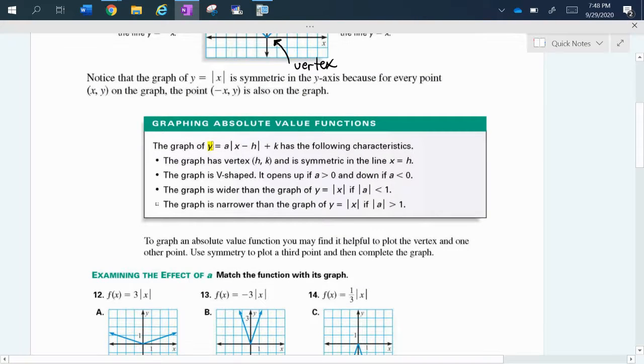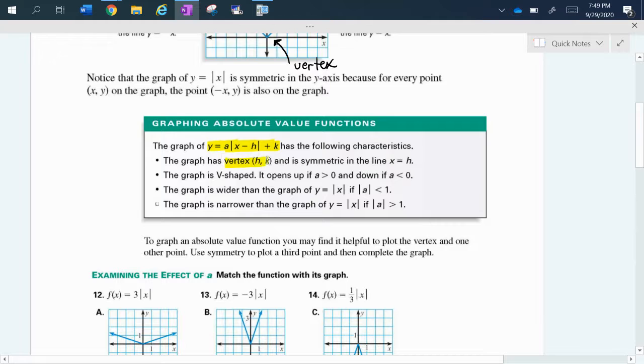So we're going to have y is equal to a times the absolute value of x minus h, plus k, where we remember from when we did transformations yesterday that a either stretches or compresses our graph, and also, if a is negative, will reflect it over the x-axis. And we know that h is going to translate our graph left or right, and k is going to translate our graph up or down.